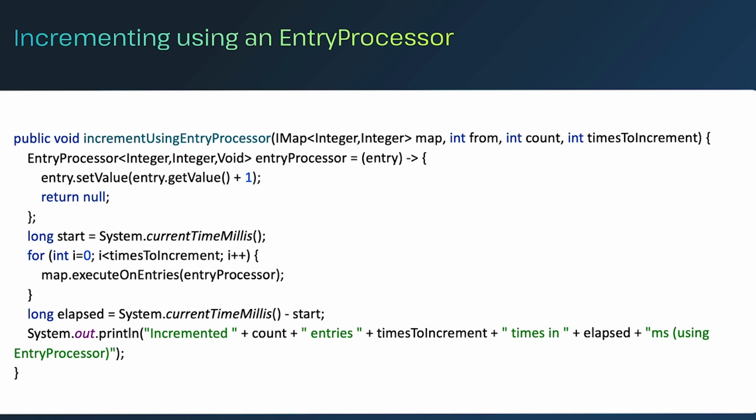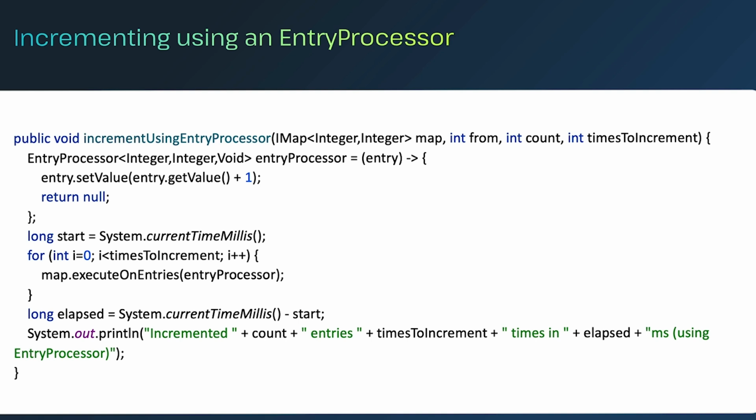So how do we do this with an entry processor? Here's the code. We start out by defining our entry processor. We could define a class here if we wanted, but since things are simple enough, we'll just use a Lambda function to implement the entry processor's process method. We do a get value to retrieve the current value of the entry, we increment it, and then we do a set value to write it back into the map.